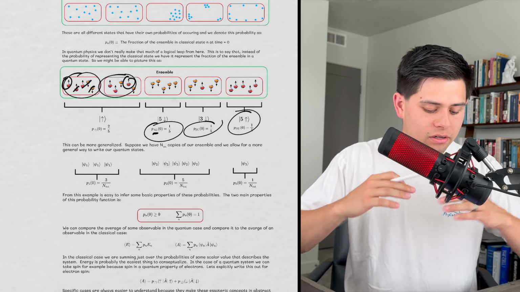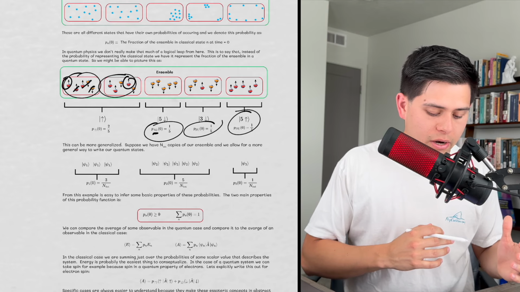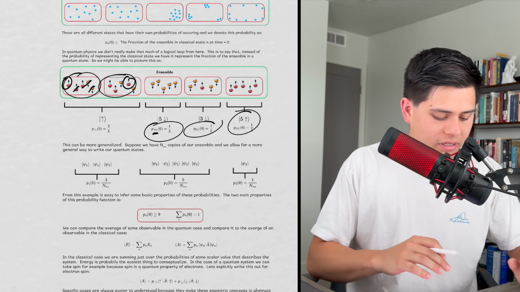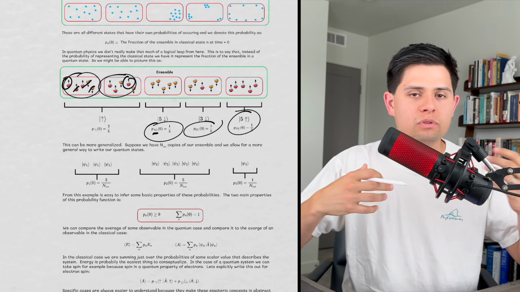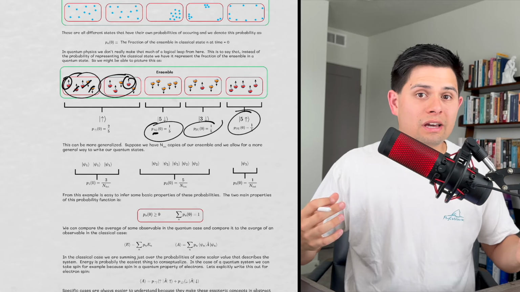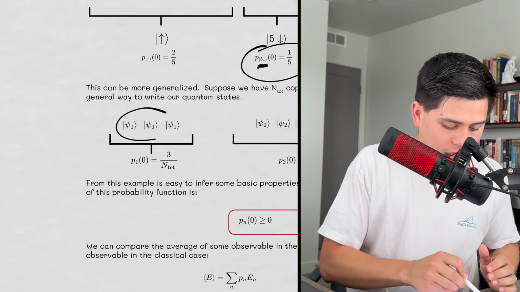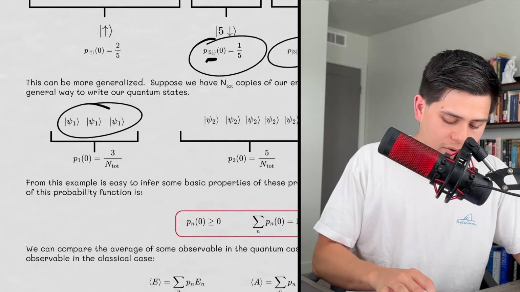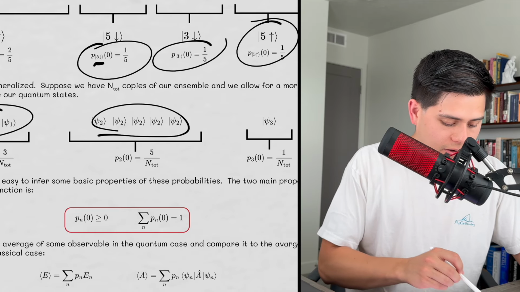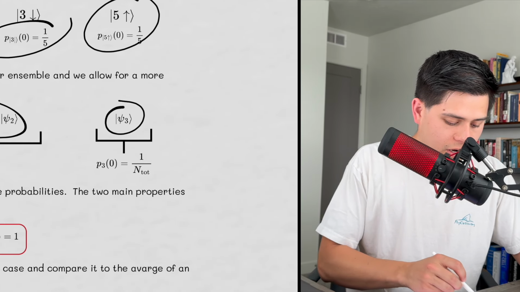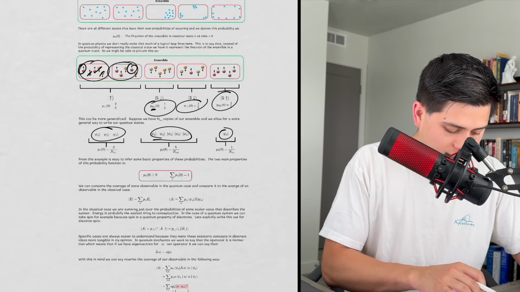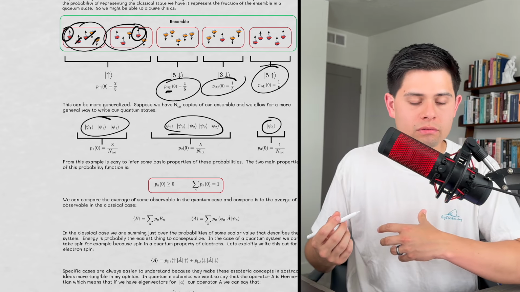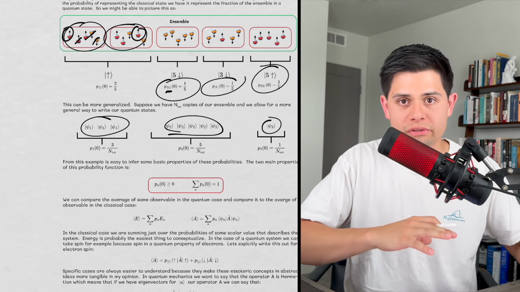Suppose that we have n total copies of our ensemble, and we allow for a more general way to write down our quantum states. So instead of having 1 up, 5 ups, 2 down, 3 down, whatever, we're just going to call this psi. And suppose we have 3 copies of state psi 1, and then 5 copies of psi 2, and then 1 copy of psi 3. Okay. And so, again, suppose this is at time equals 0. We're supposing for everything right now that time is equal to 0.